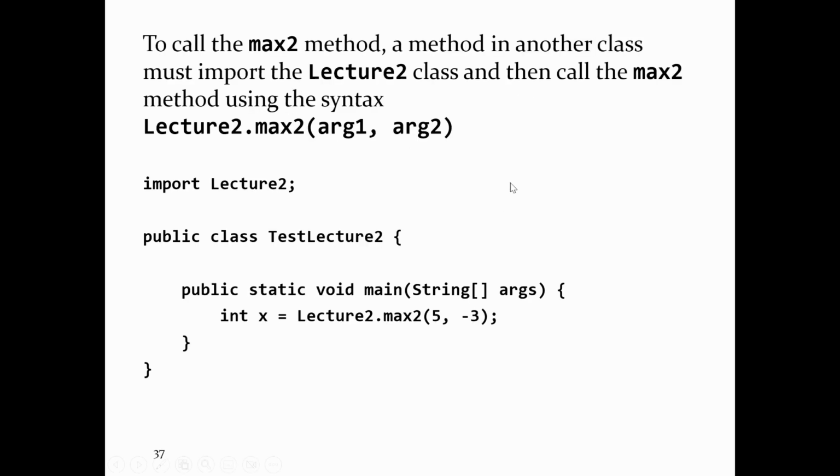So to call the method, I remember I said that this isn't exactly true, so that import statement's not exactly correct. It's close enough for now. I have to import the class that contains the method that I want to use. And then inside some method in my second class, called test lecture2, to call the method that's in lecture2, I use the name of the class, then dot, and then max2. You can do a similar thing in Python if you import a module without specifically importing a specific function.